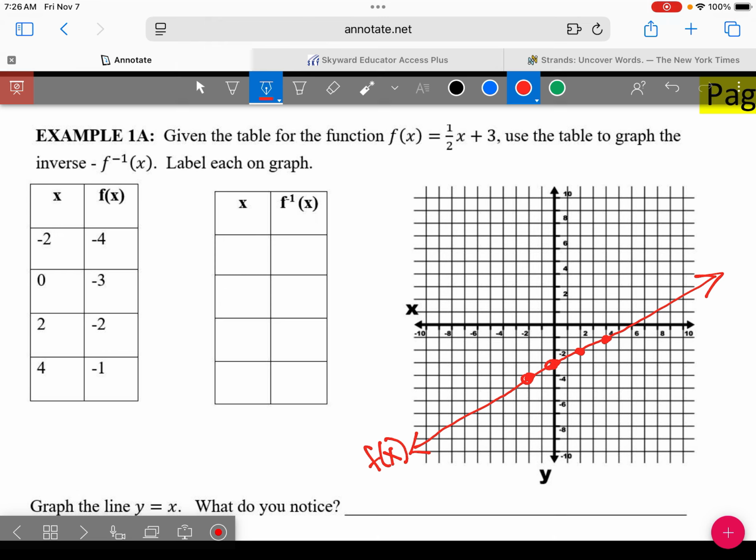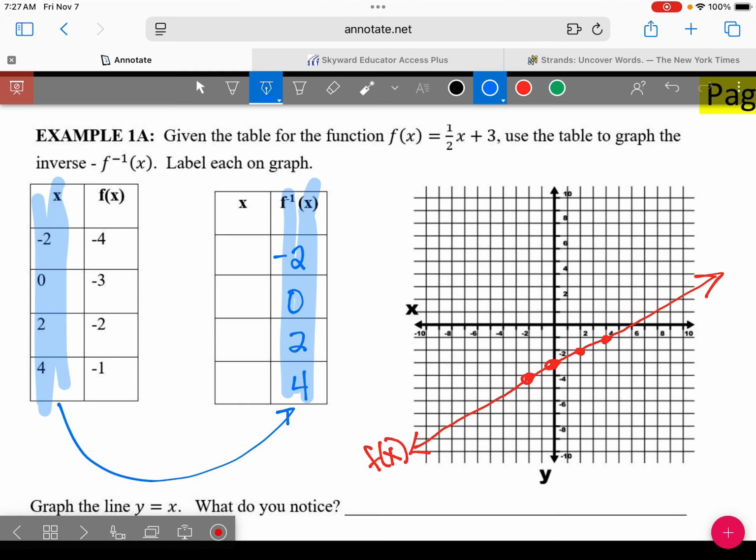And now we're going to find the inverse. So when I find my inverse, I'm going to flip it. So all of these x values, I want you to go ahead and write here, which is y. So I'm going to write -2, 0, 2, 4. So all of these values are coming over here. And then you're going to take all of your y values in your first one and put it here. So you see what we did? We just took that table and we flipped it.